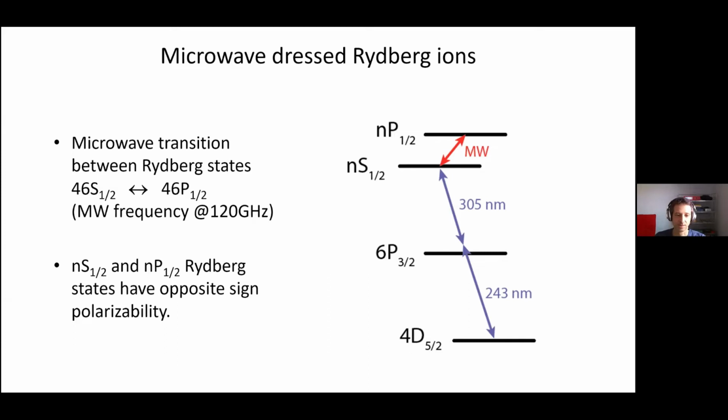But it's also a commercial system that you can just use and shine, similar to a laser, through your vacuum window into your ion trap. By that, you can couple these two levels. And since NS states and NP states have opposite sign in the polarizability, you couple one state that has a positive polarizability with another state that has a negative polarizability. If you couple these two levels with a microwave field, you can generate dressed states of these two levels, and by that tune the polarizability of your dressed level.